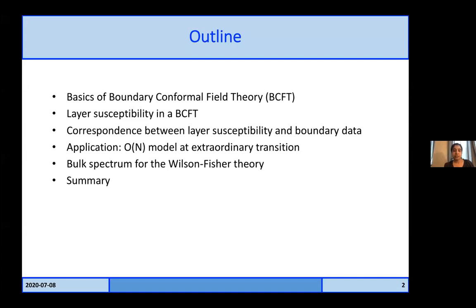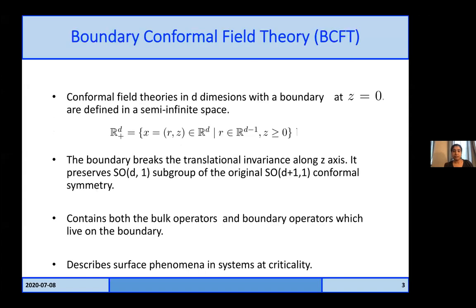So let's get started with the basics of boundary conformal field theory. Suppose we have a boundary conformal field theory in d dimensions with a plane boundary placed at z equals zero, defined on a semi-infinite space. This is some notation that I'll be using. I will use x for the coordinates living in the d-dimensional spacetime. Due to the presence of the boundary, it will be separated into two parts. I'll denote by r the coordinates parallel to the boundary, which is a d minus one dimensional subspace, and I'll denote the coordinates perpendicular to the boundary by z. This is valid when z is greater than or equal to zero.